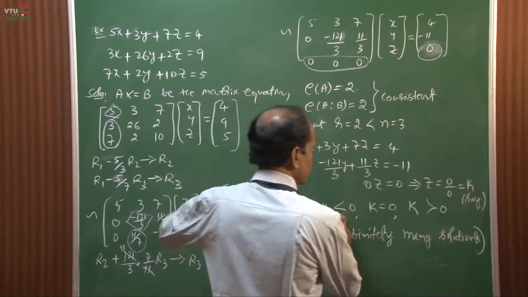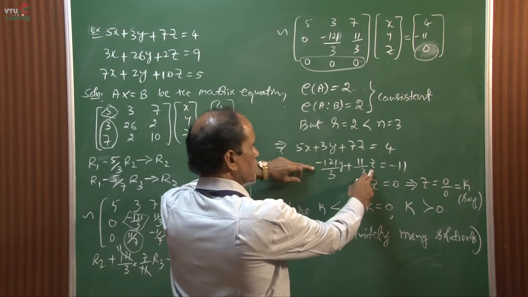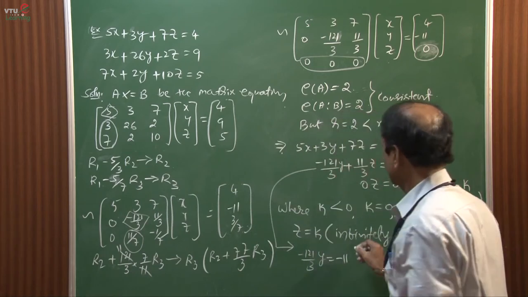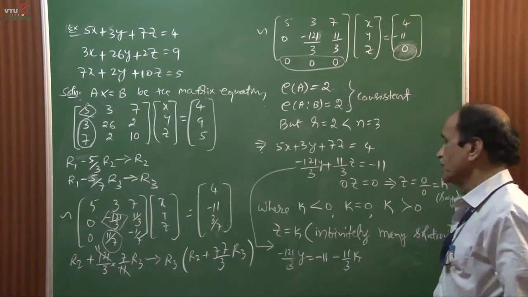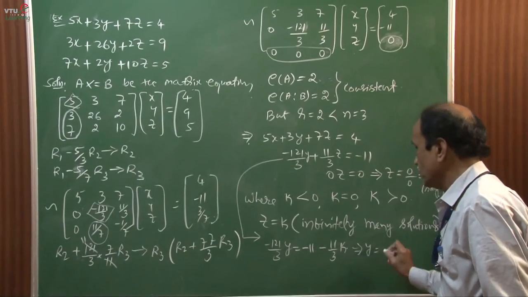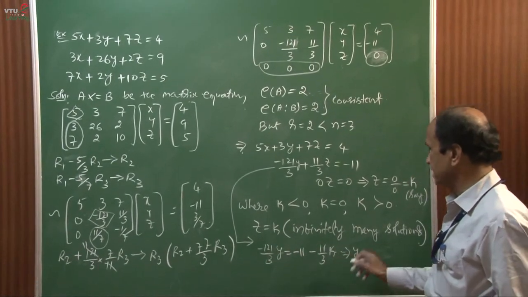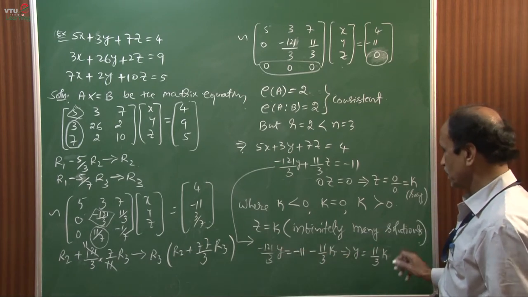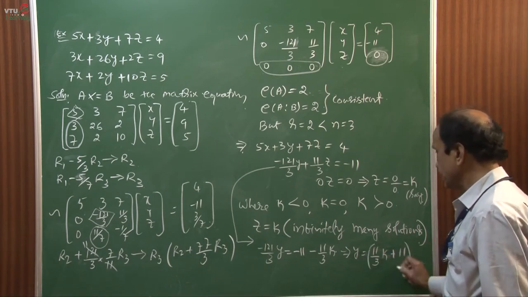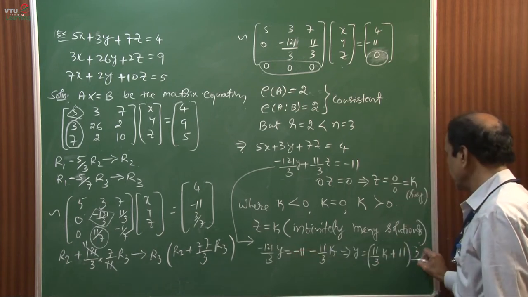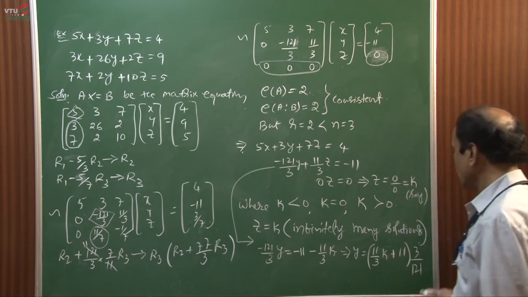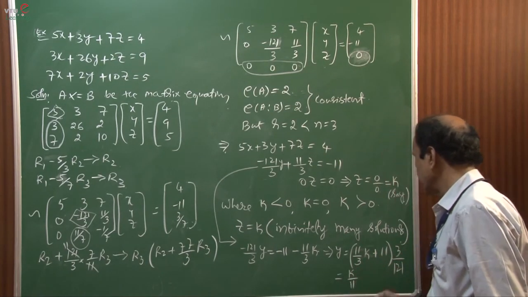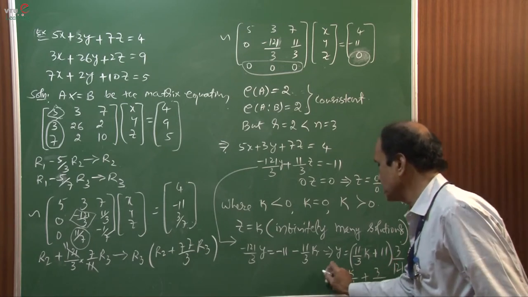Okay, what happens then? When z is equal to k, you have to substitute in place of z. So the second equation gives minus 121 by 3 y is equal to minus 11, and minus 11 by 3 into k. Then y is equal to, this becomes minus sign. Of course, you can write it as 11 by 3 k, and the minus sign throughout you can cancel, and plus 11, that whole thing multiplied by y is equal to 3 divided by 121. Then you can cancel, this is 3 by 11, you can bring it once again to the final form: 3 cancels, and 11, that is k by 11, and plus 3 divided by 11. This is the value of y.